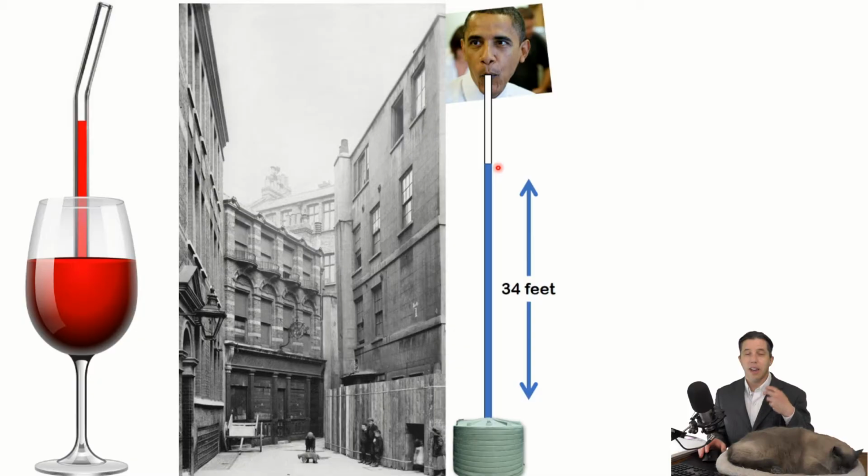They were trying to make a machine that would act as a vacuum pump that would suck the water up. And they found, well, that's weird. Doesn't matter what we do. We just can't get beyond 34 feet.